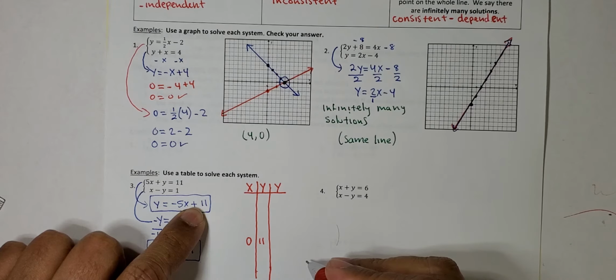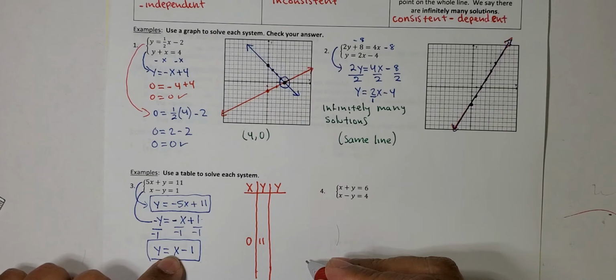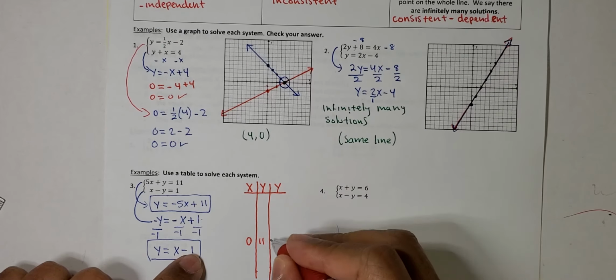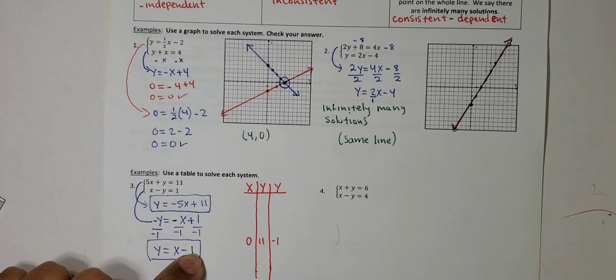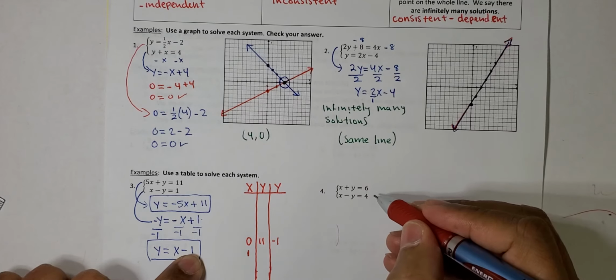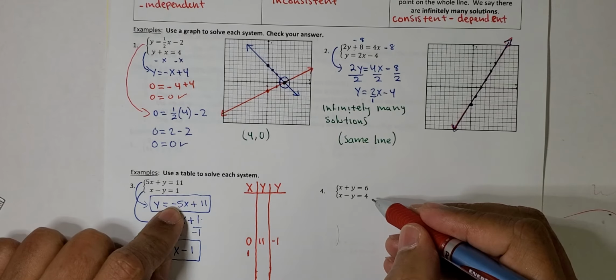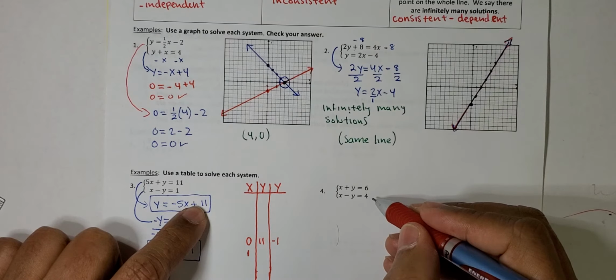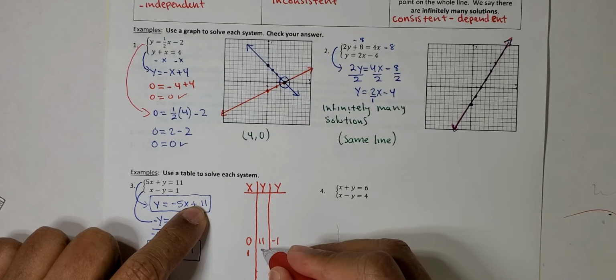And then I'm going to do the same thing with this equation. When x is 0, the value of y is 0 minus 1. So this is negative 1. Okay? I'm going to try another value. I'm going to try 1 next, which is the next value on the table. Negative 5 times 1 is going to be negative 5. Negative 5 plus 11, that is going to be 6.